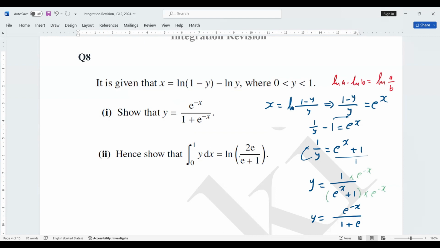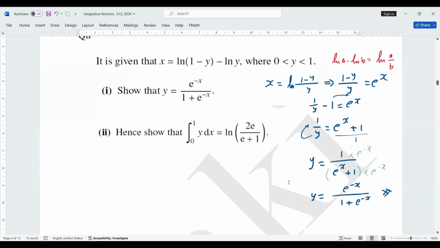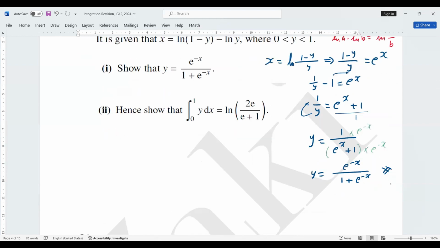So this is the first one. Hence, it shows that the integration. Now we integrate this part. So now we solve part 2. Integration of 0 to 1, it is here e to the power negative x over 1 plus e power negative x dx. This is y.